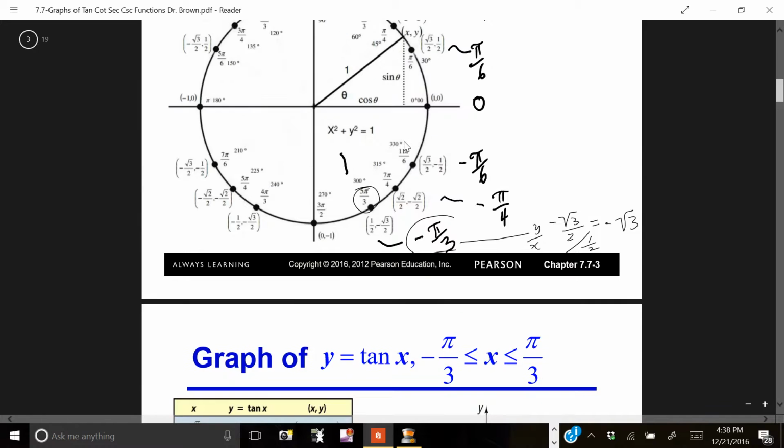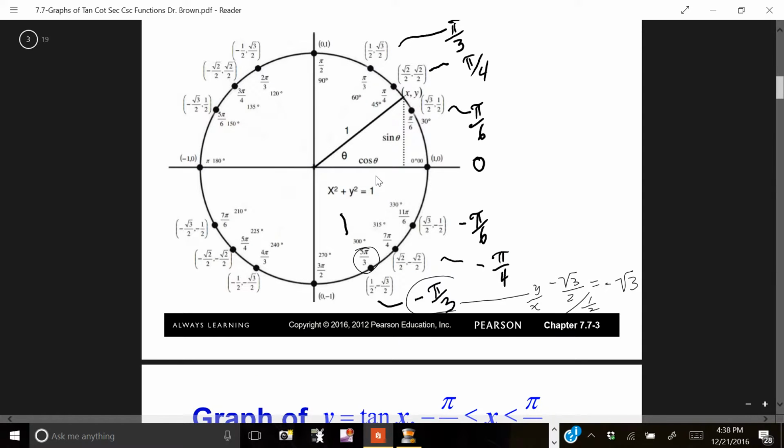Now look at minus pi over 4. The y over x value is equal to minus the square root of 2 over 2 divided by the square root of 2 over 2, which is equal to minus 1. So we'll put minus 1 for the angle minus pi over 4.